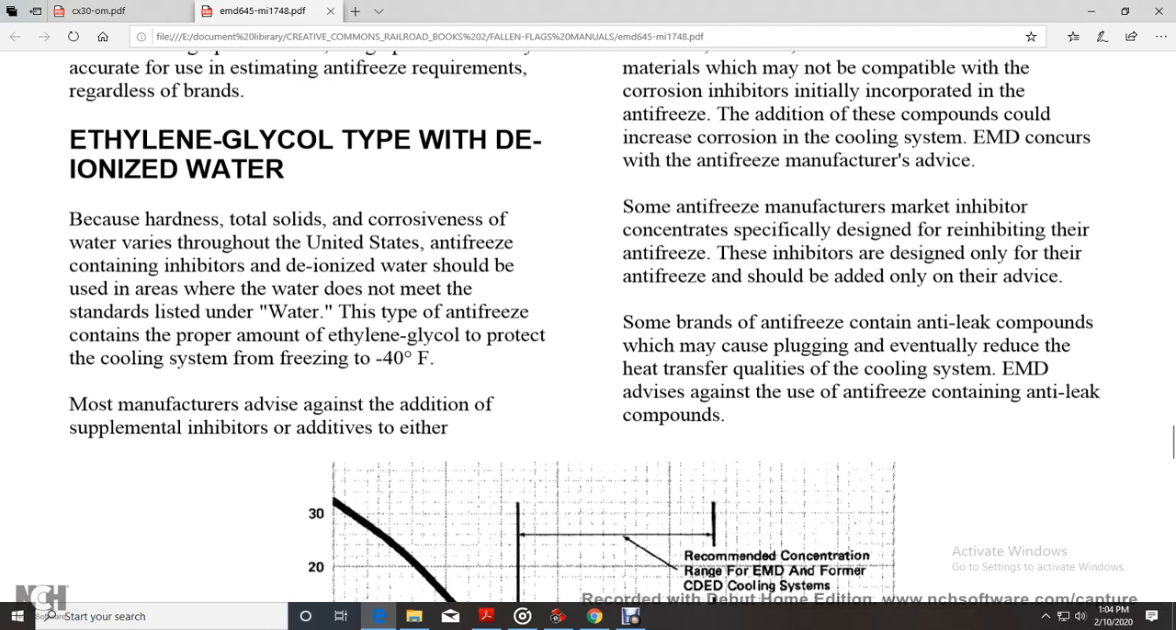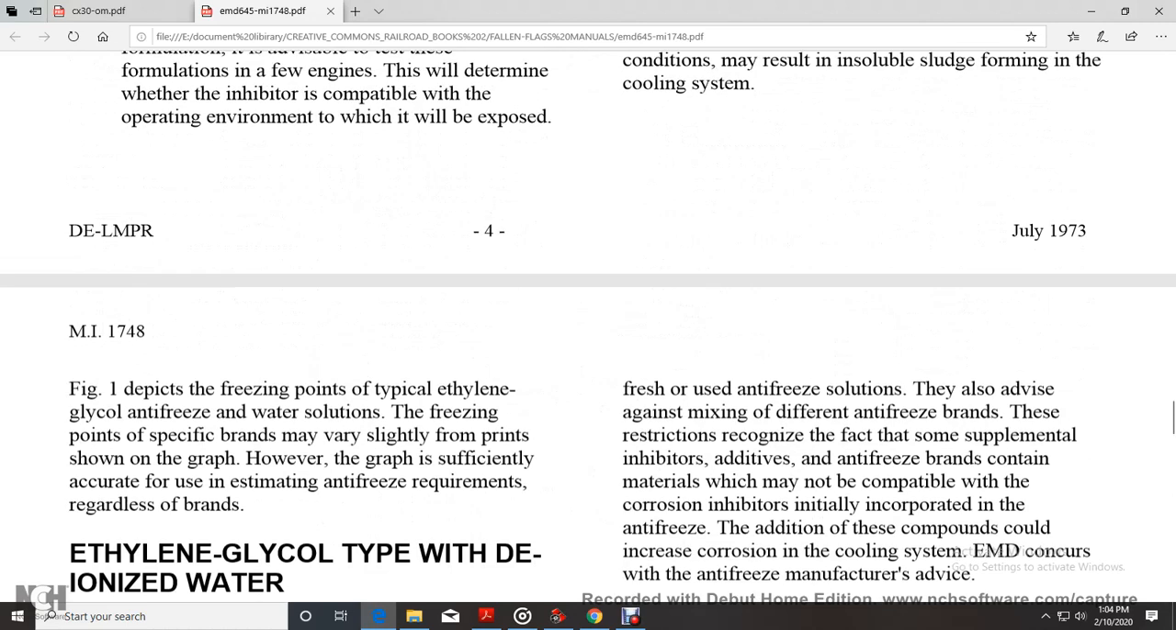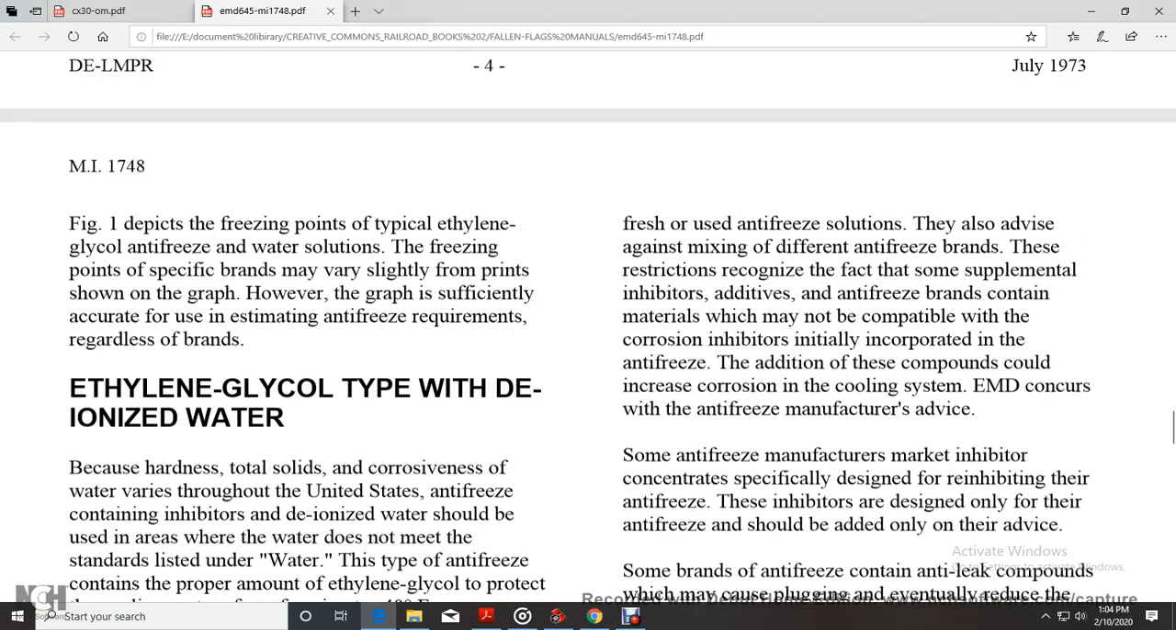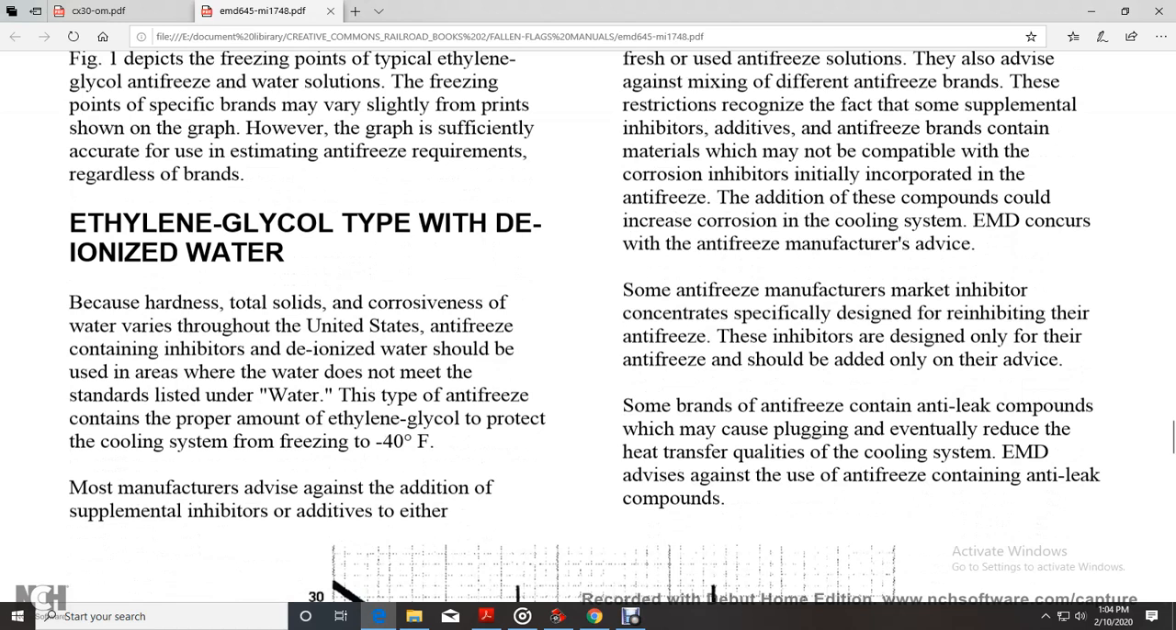Most manufacturers advise against adding supplemental inhibitors to either fresh or used antifreeze solution, and against mixing different antifreeze brands. The restriction is recognized by the fact that a supplemental inhibitor added to an antifreeze brand may contain materials which may not be compatible with the corrosion inhibitors initially incorporated in the antifreeze. The additional compound may increase corrosion in the cooling system of the Electro-Motive Division engine. Consult the antifreeze manufacturer for advice. The antifreeze manufacturer markets inhibitor concentrations designed for re-inhibiting their antifreeze. The inhibitors are designed only for their antifreeze and should be added only on their advice.